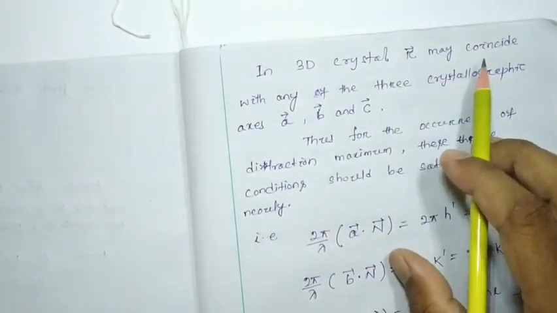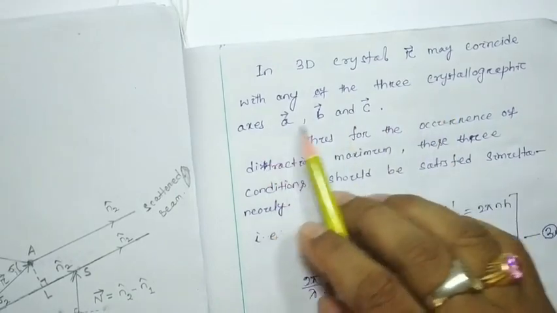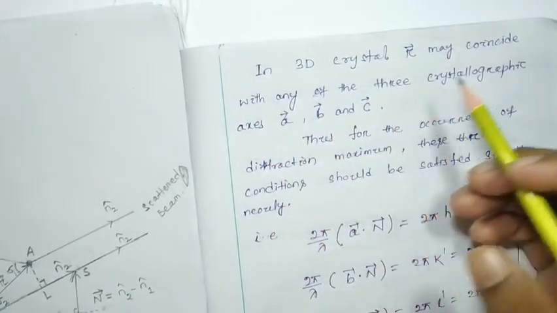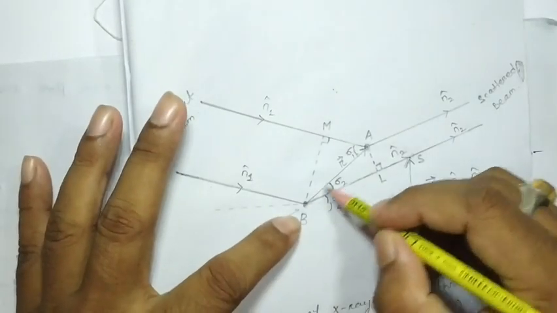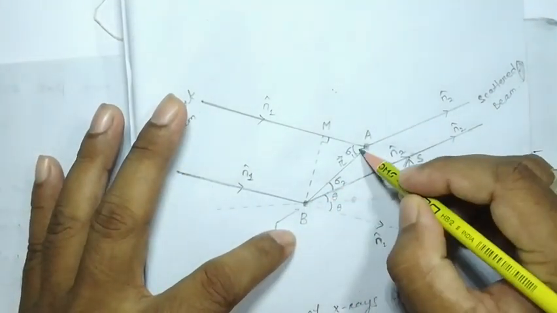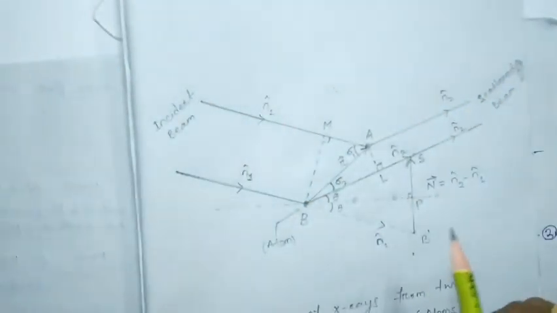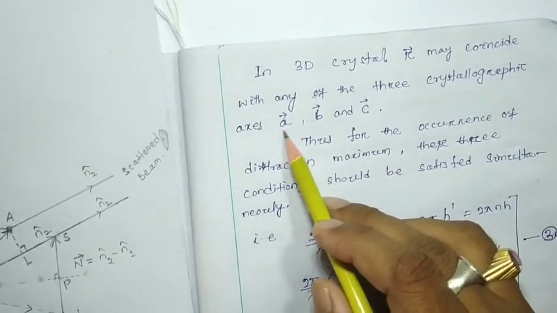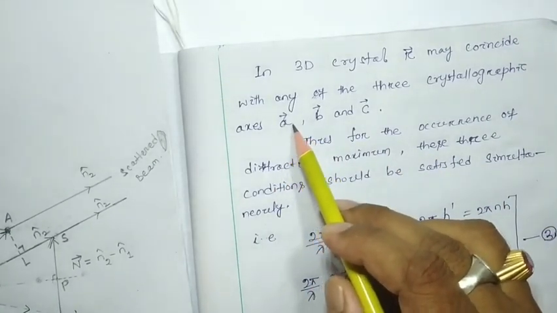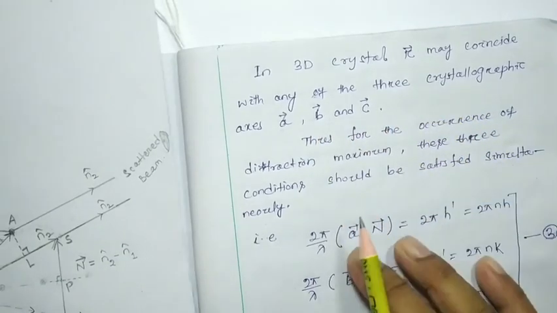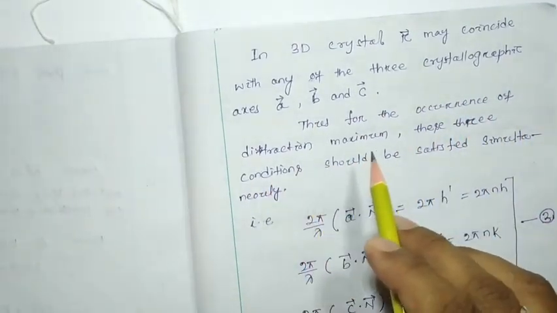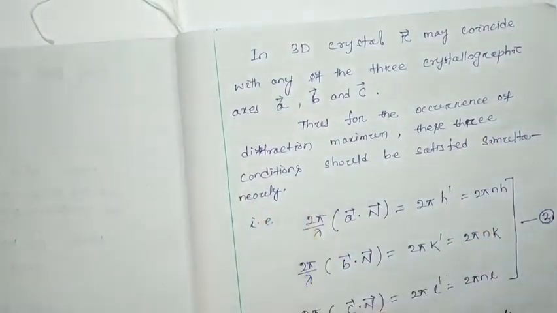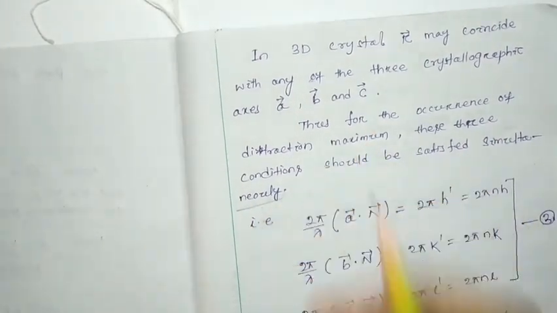In a 3D crystal, R may coincide with any of the three crystallographic axes A, B and C. It is possible that R, the position vector from B to A, if we consider the 3D picture, may coincide with the crystallographic axis A or B or C. Thus, for the occurrence of the diffraction maximum, these three conditions should be satisfied simultaneously. What are the three conditions?